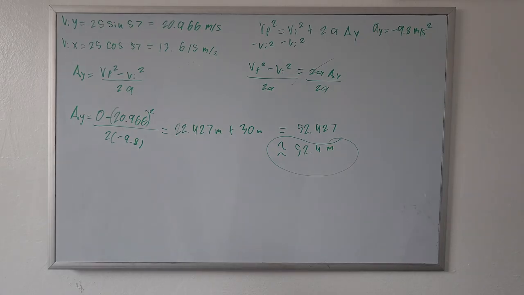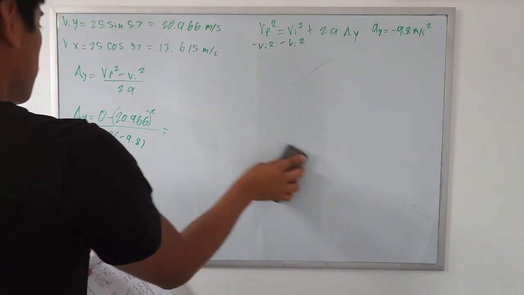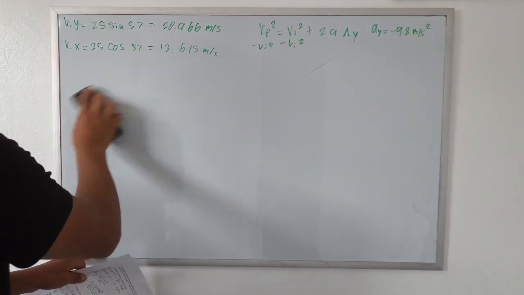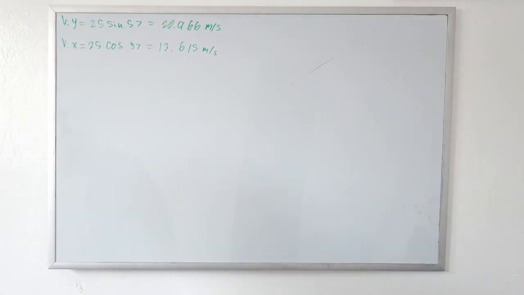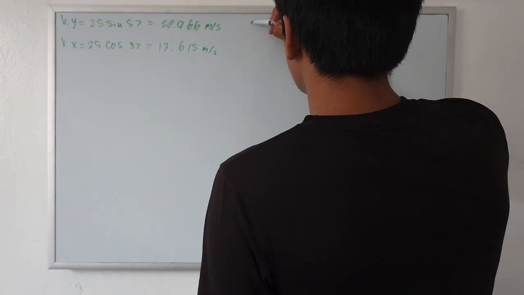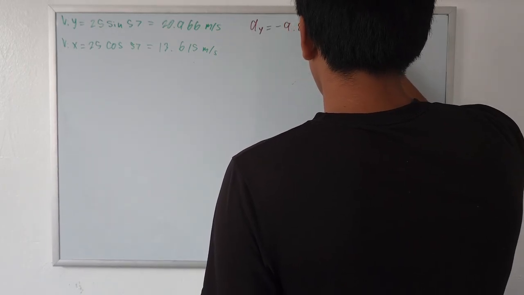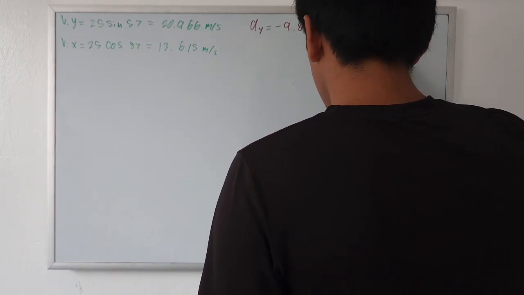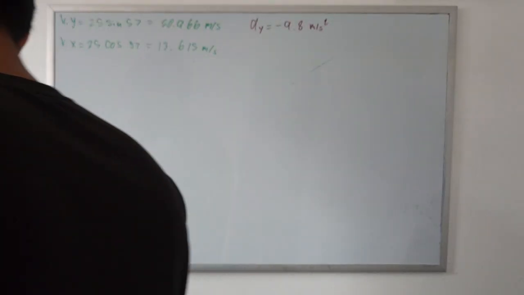Okay, and then part B is asking us what is the total time that the object is in the air for. So let's write down all the variables that we know. The acceleration in the y is equal to negative 9.8 meters per second squared. What is the total time that the object is in the air for? So we want the time.